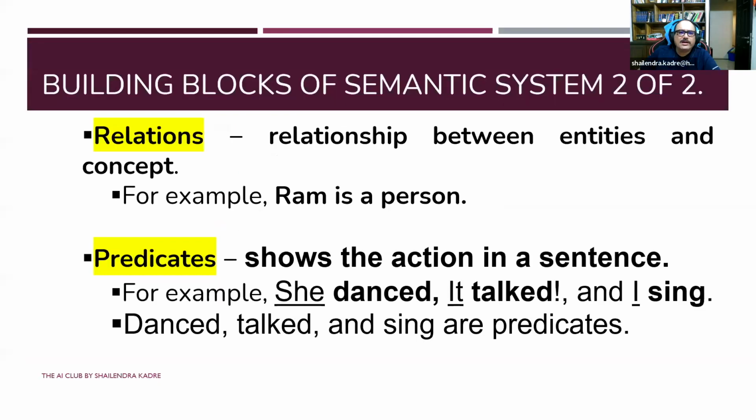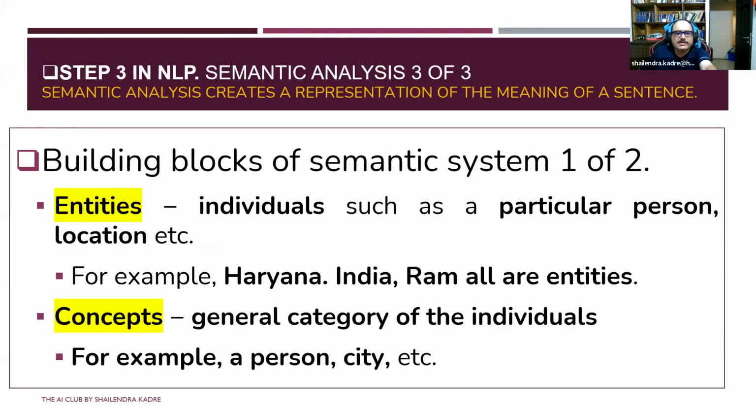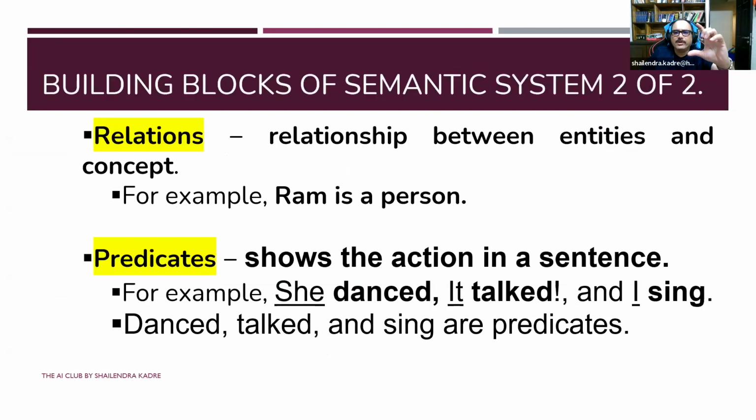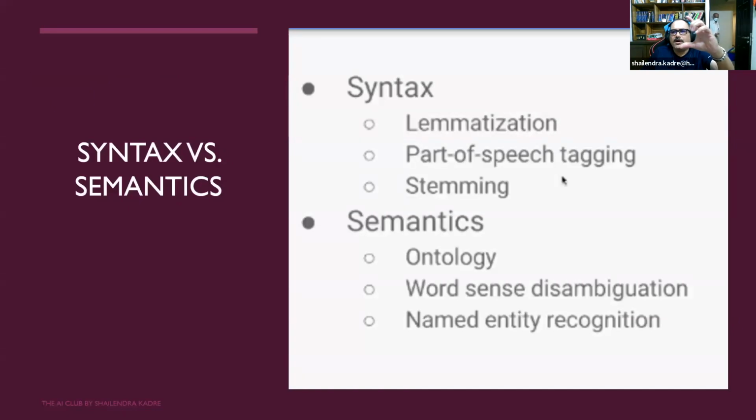Whatever entities we saw here, these named entities, Haryana, Rama, an individual person, when we are given a paragraph or a document, we want to analyze which entities are present and what is the relationship of these entities with one another. So that is where we are more concerned in semantic analysis: what are the entities present in the document, and what is the relationship with each other?